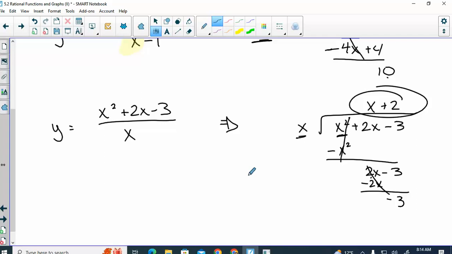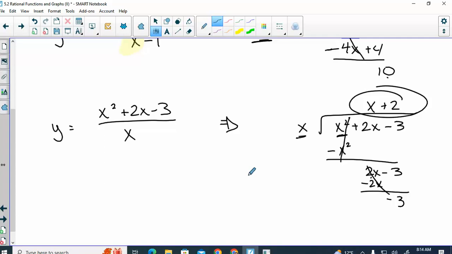Now, if the top is more than 1 bigger, would we have an asymptote? No, because when you go to divide them, you would end up with an x squared or an x cubed or something like that, and that's not a line. So, every rational function we look at, we'll check for vertical asymptotes.